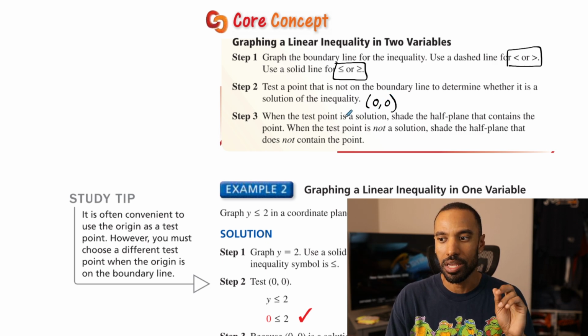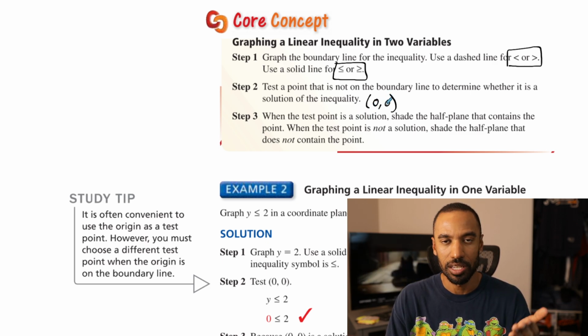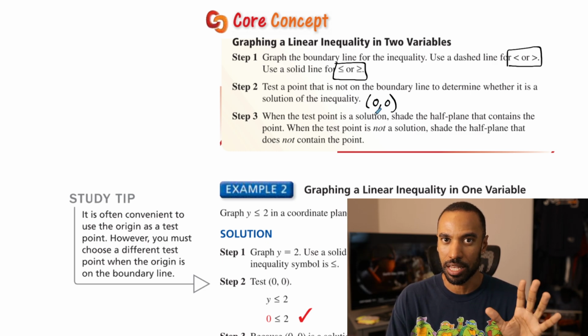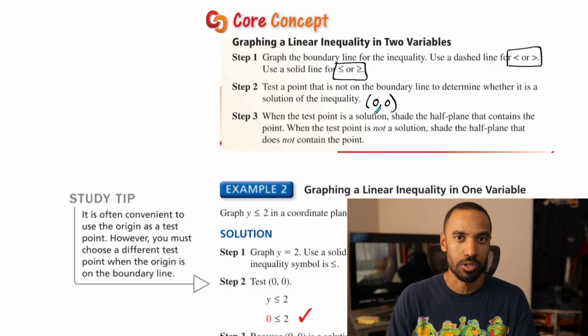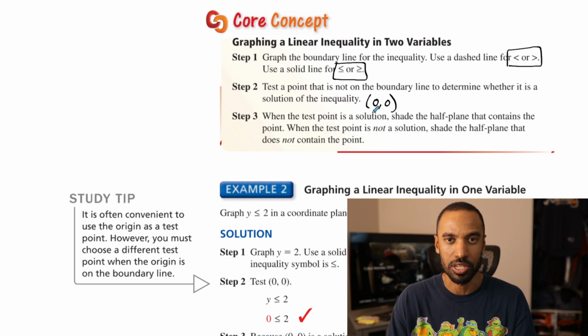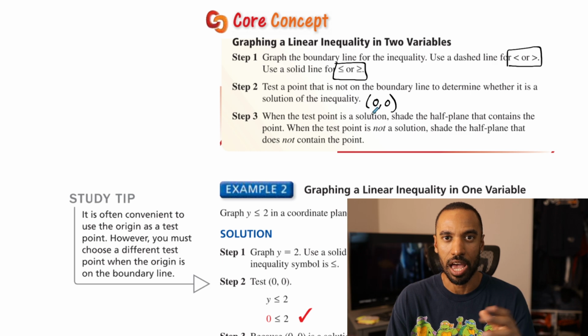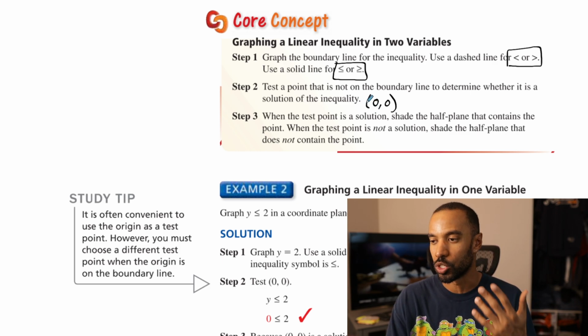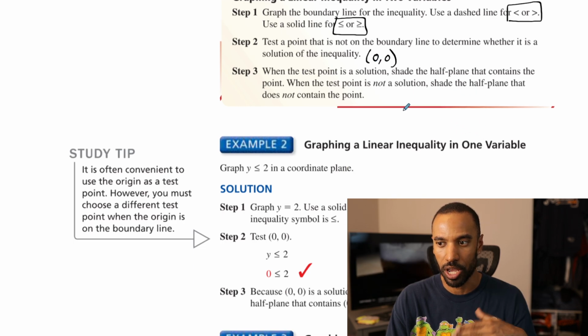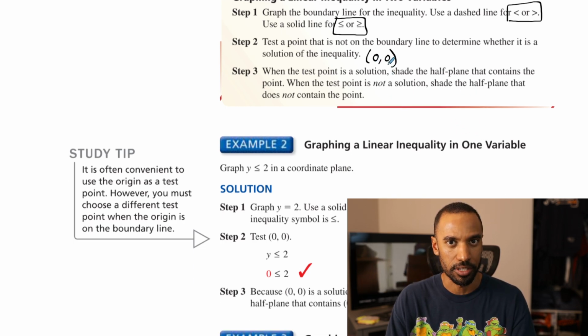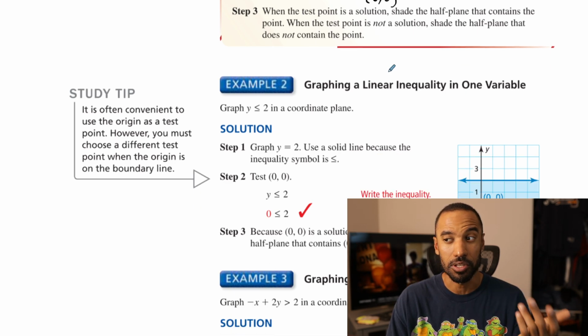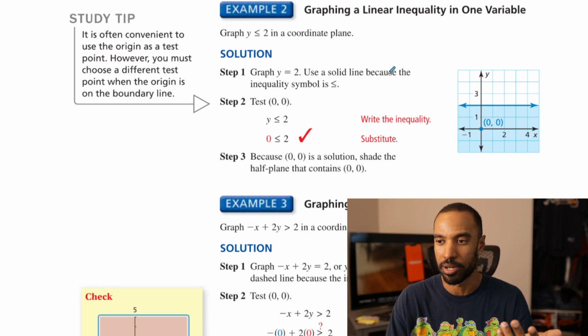If 0, 0 is a solution, the point that I test, I'm going to shade on that side. If 0, 0 is a solution, then everything on that side with 0, 0 should be a solution. If 0, 0 is not a solution, then anything not on that side should be a solution. And when I mean sides of the boundary line, which region, again, they say half plane, I say region it's on. So we're going to shade one side or the other based on whether it is a solution or not. And that's going to be our test. That sounds a lot like what we did with the number line things, just two-dimensional now.